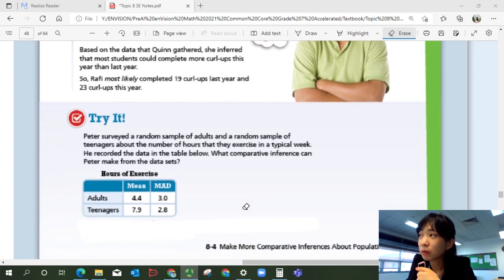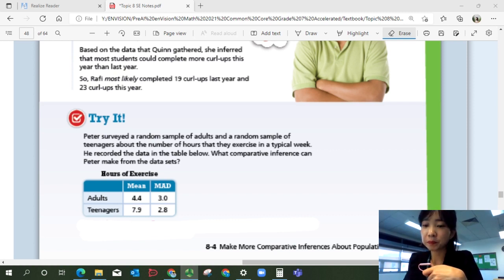Peter surveyed a random sample of adults and a random sample of teenagers about the number of hours they exercise in a typical week. He recorded the data in the table below. What comparative inference can Peter make from the data sets? So compare and contrast the means and the MAD and make inferences between those two groups, adults and teenagers. See if you can figure out the inference by yourself. Come back when you're ready for answers.